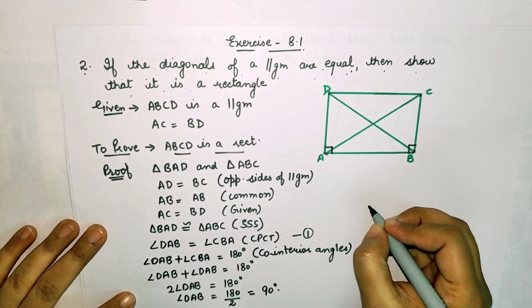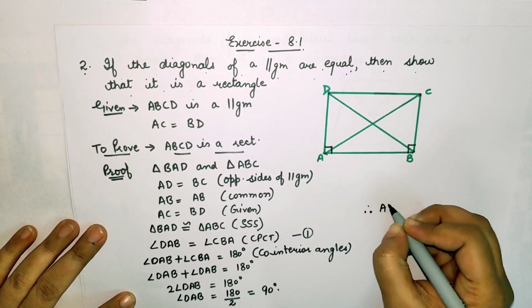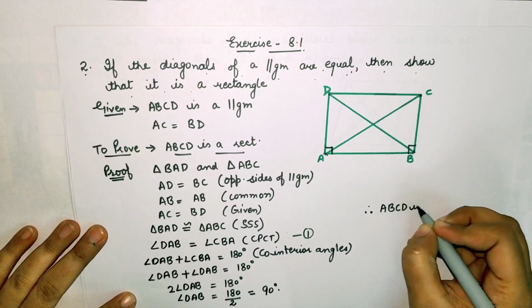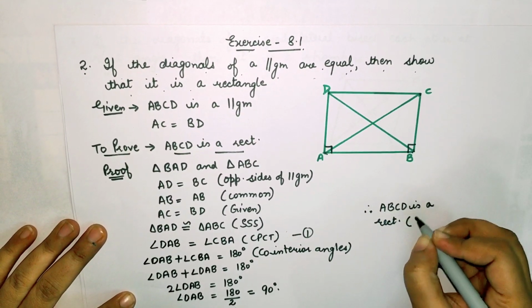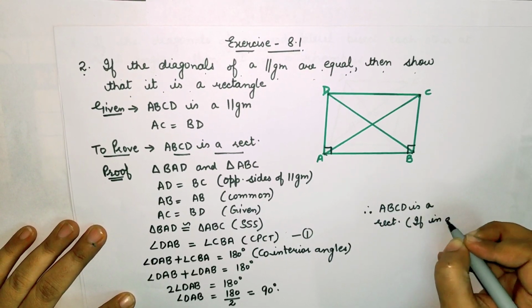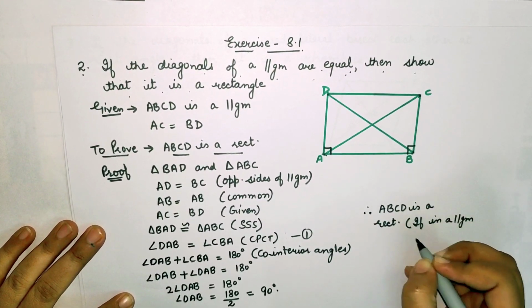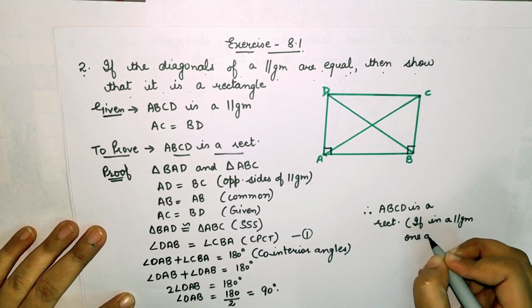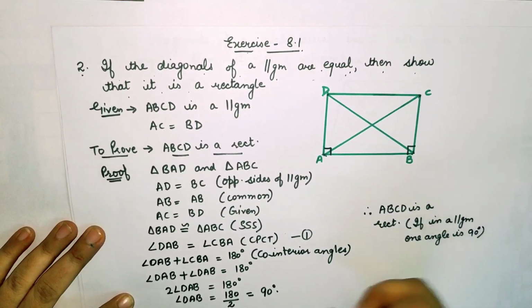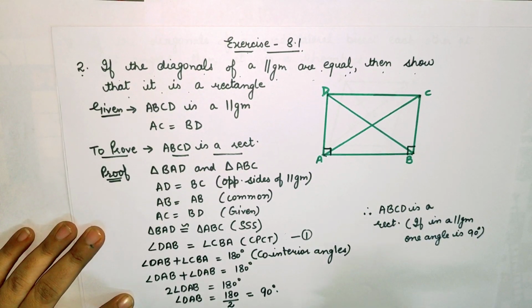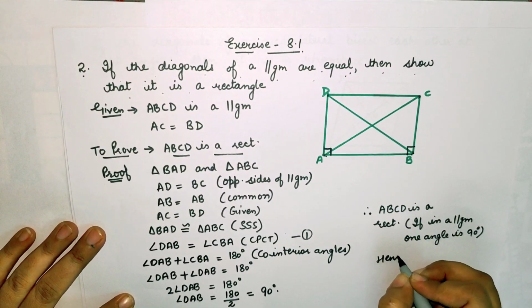It means therefore ABCD is a rectangle. The reason is, if in a parallelogram one angle is 90 degrees, then it is a rectangle. Hence proved.